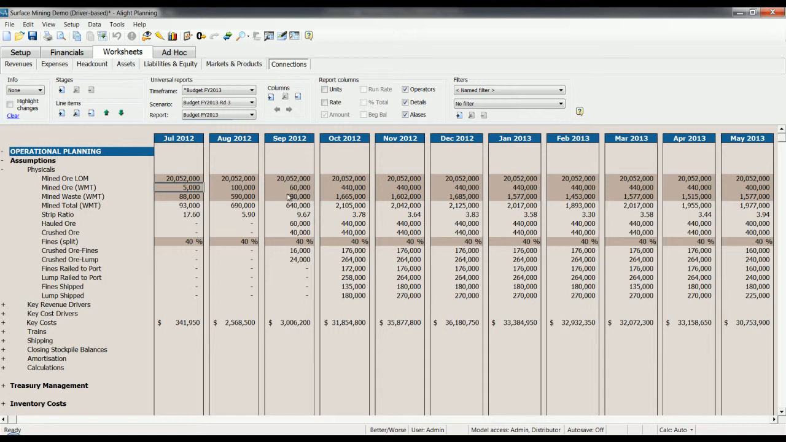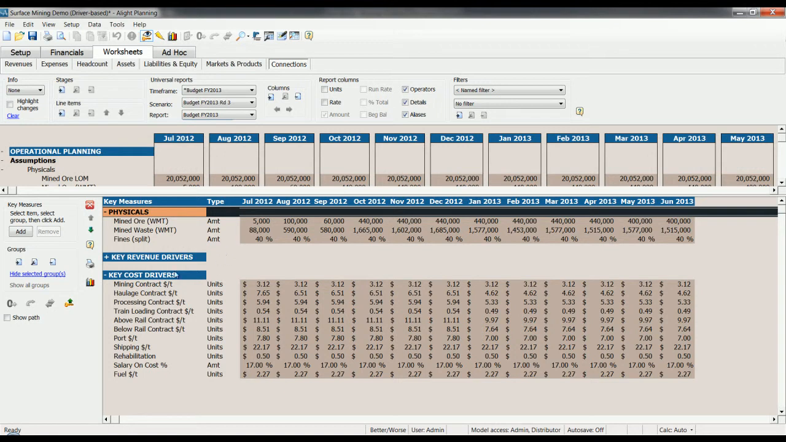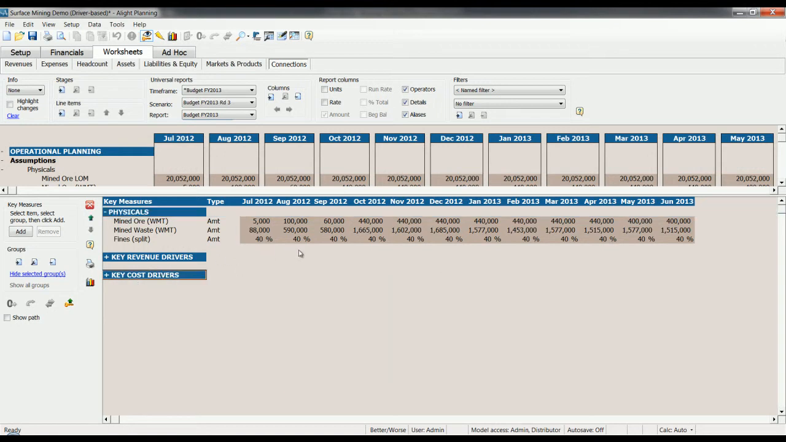What's not so immediately obvious is that they are fully integrated with the financial plan. If we change the physicals assumptions, these changes will ripple through to the P&L and beyond. To illustrate that, I'm going to open another pane here. This is called the Key Measures window. It's a place where you can arrange key inputs or metrics in a logical way so that they can be manipulated to view their impact on costs and revenues.